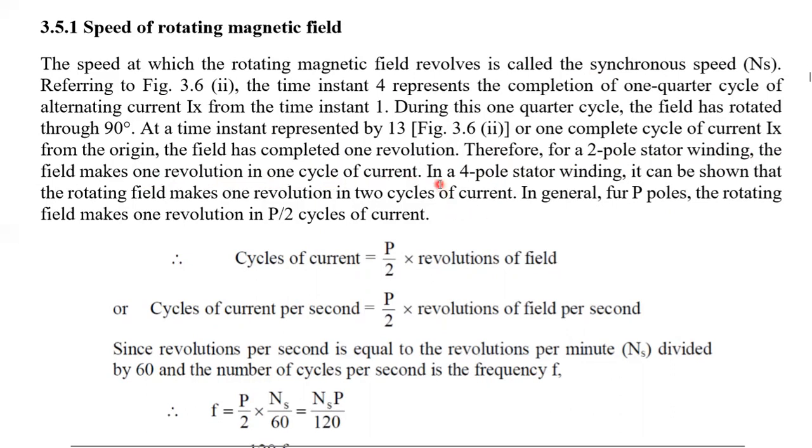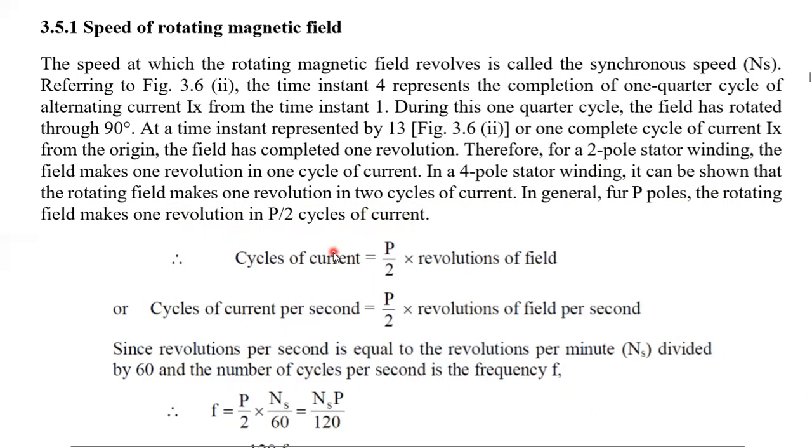Similarly, in a four-pole stator winding, it can be shown that the rotating field makes one revolution in two cycles of current. So, in general, for a p-pole stator winding, the rotating field makes one revolution in p/2 cycles of current. This is the concept.